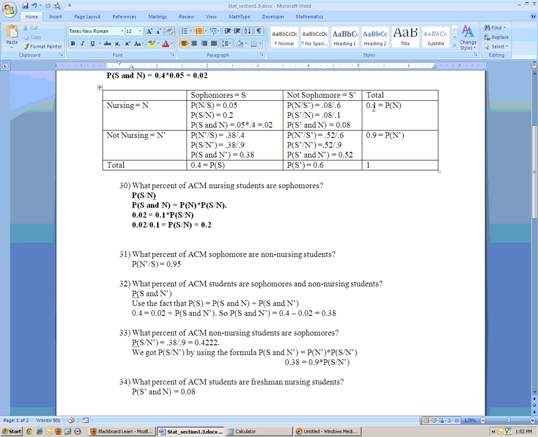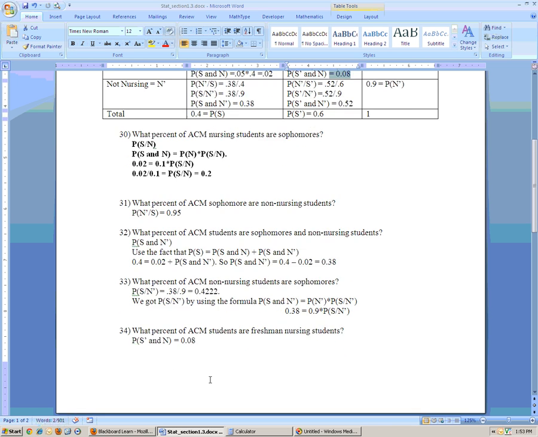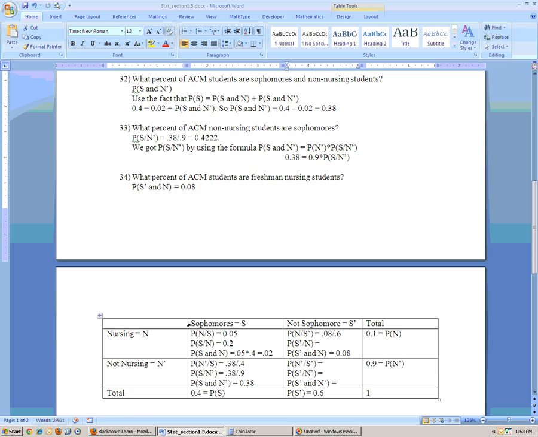So if the total is 0.1 and this is 0.02, to get this bit right here, which is what this problem is asking, we just take 0.1 minus 0.02, and that gives you the 0.08.